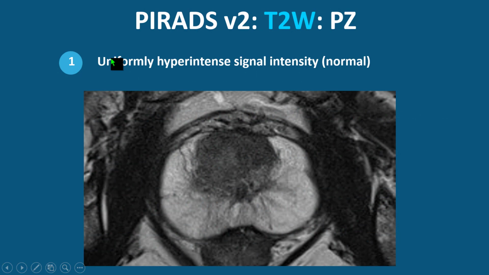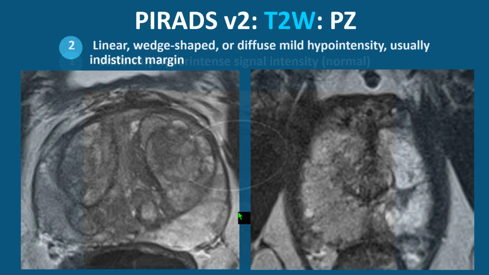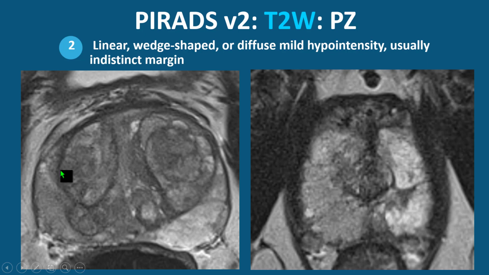This is a uniformly hyperintense signal intensity of the peripheral zone. So the peripheral zone is normal. However, you see erased charcoal in the transition zone, so this is a TZ tumor. But the peripheral zone is absolutely normal. You usually see some strands of fibrosis. This is normal anatomy.